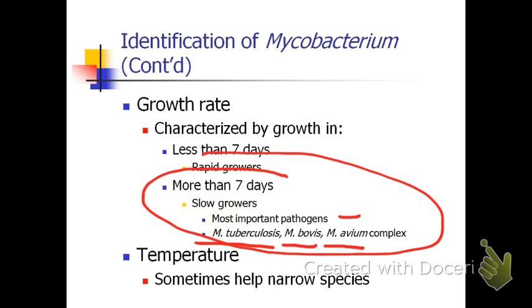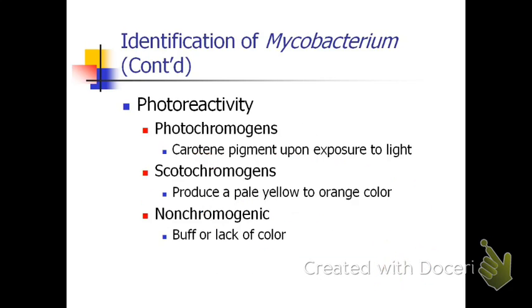The temperature would also help narrow the species. Remember, Mycobacterium tuberculosis would require 37 degrees centigrade because they are said to be mesophiles. Then, we can also identify Mycobacterium according to their photoreactivity. They could be identified as photochromogens, scotochromogens, or non-chromogenic Mycobacterium.